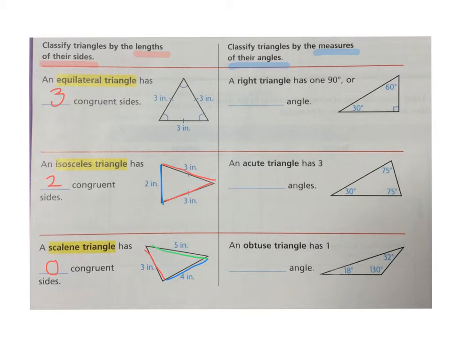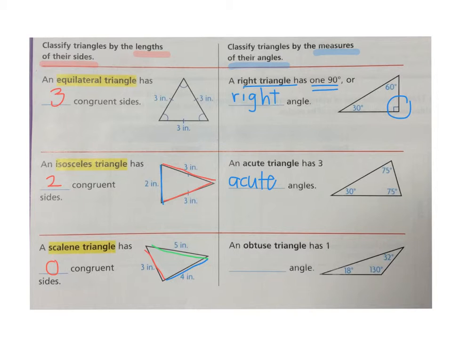Now we can also classify triangles by looking at the measures of their angles. So if a triangle has exactly one 90-degree or right angle, we call it a right triangle. Circle the right angle. Now this right here is an acute triangle. Look at the 3 angles. What do you notice about the 3 angle measurements? They're all less than 90 degrees, which means they're all acute angles. So an acute triangle has 3 acute angles. Very good.